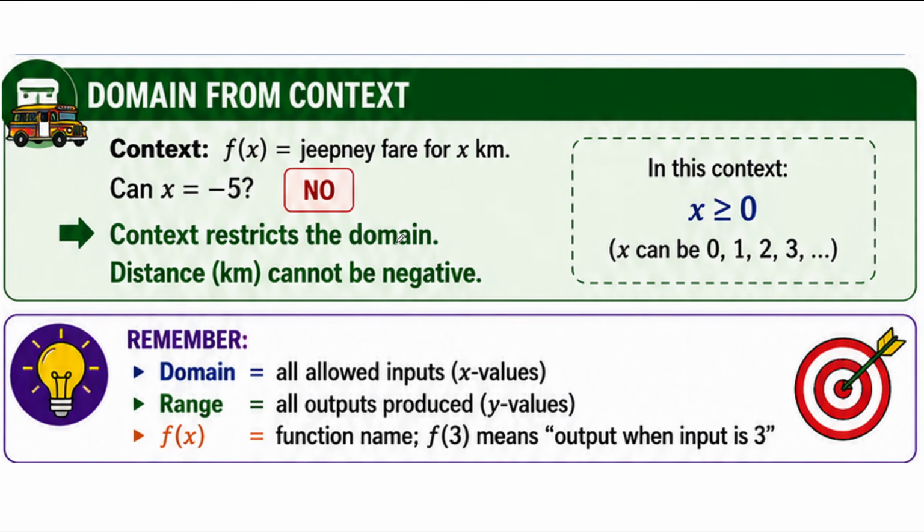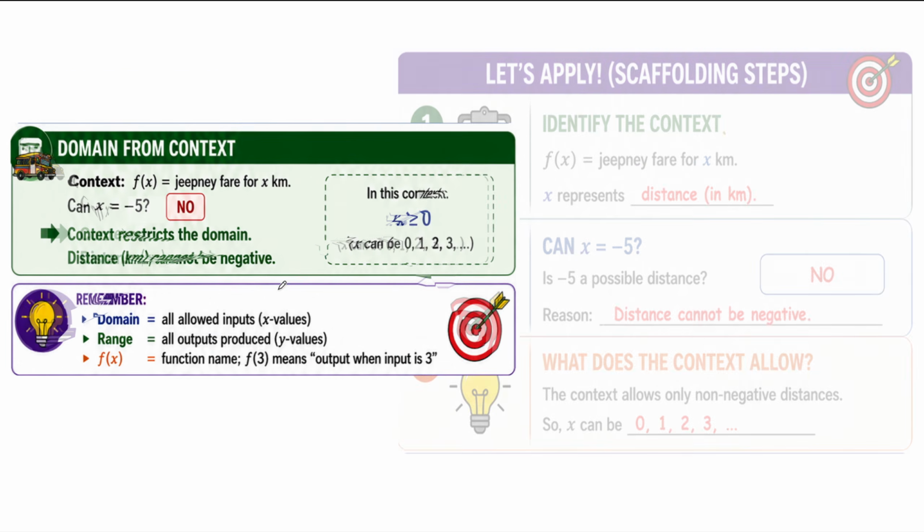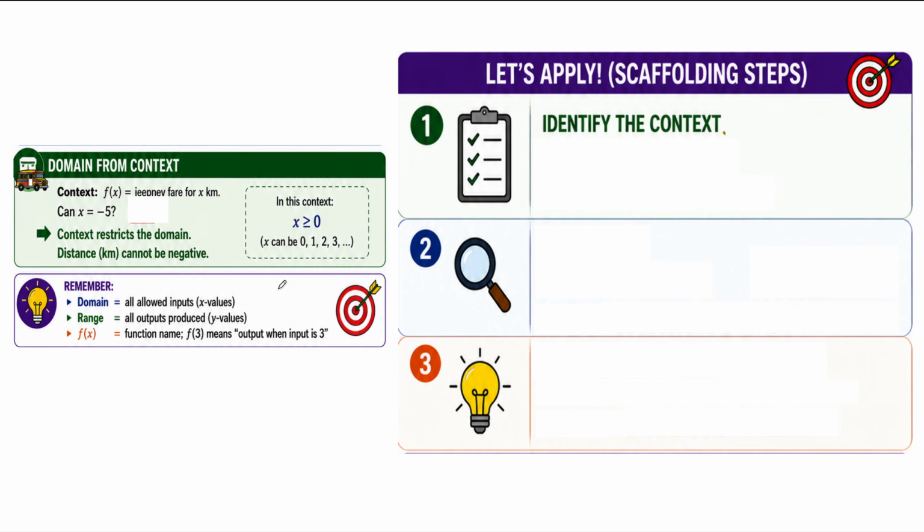Okay, so now, domain from context. So context kasi, let's have the jeepney fare for X kilometers. So, may tanong ako sa inyo eh. Can X equal negative 5? Kapag ang pamasahe, ang distance natin, may distance tayo sa jeepney, pwede ba maging negative yung distance natin? Sige nga, pag-aralan natin.